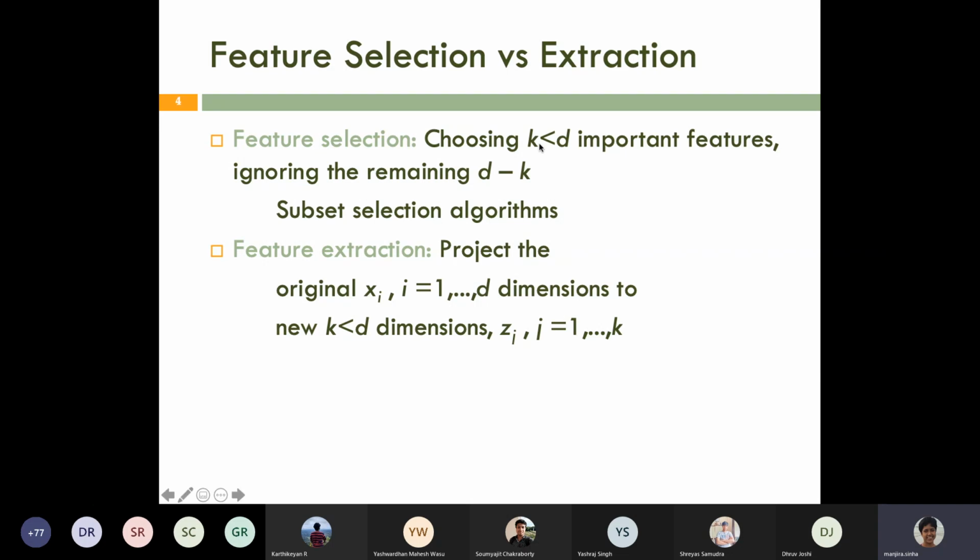But whereas in feature extraction, what do I do? Instead of choosing a subset of the features, I project the original features from a d-dimensional space to a k-dimensional space, where k is significantly lesser than d. So if my original features look like x1, x2, x3 up to xd, my transformed features are z1 to zk, where this number k is very less than number d. Now what I am doing in this way, I am not ignoring any features, but rather I am taking all the features and projecting from d dimension to k dimension. Now how can I do that?